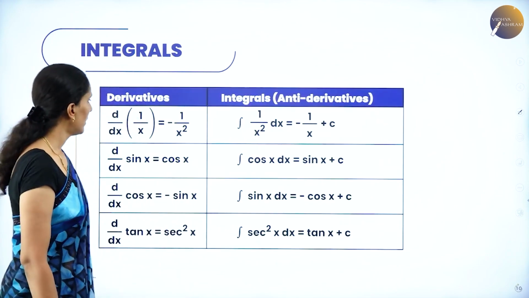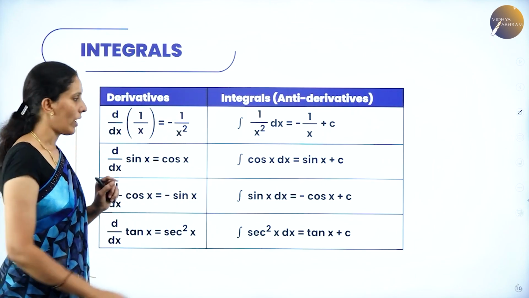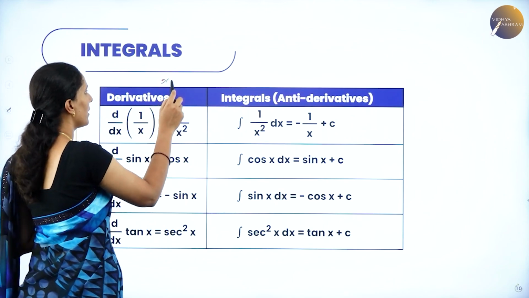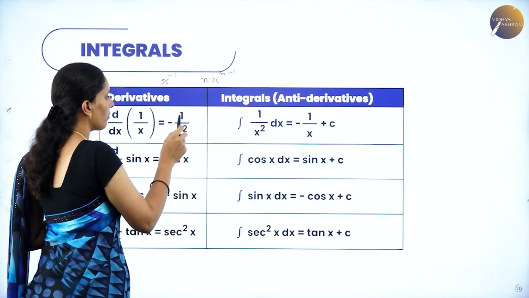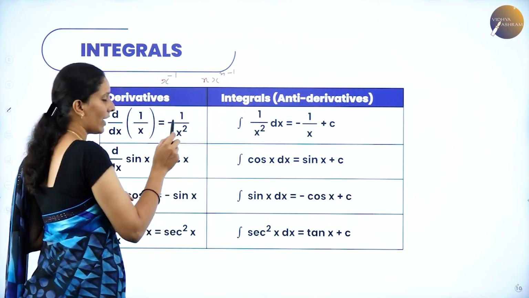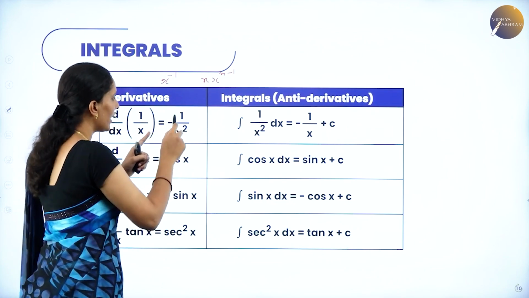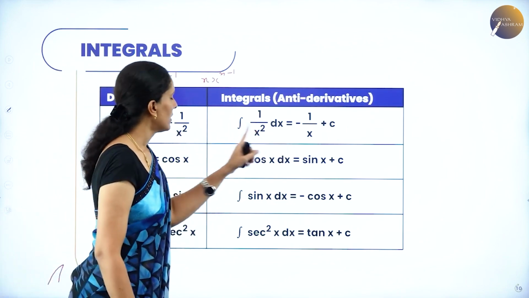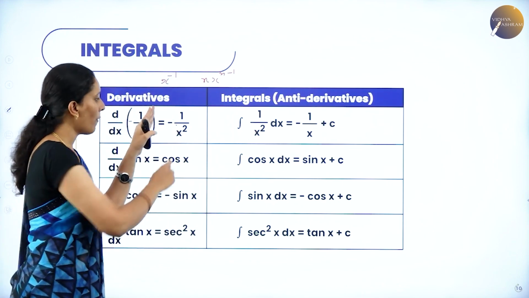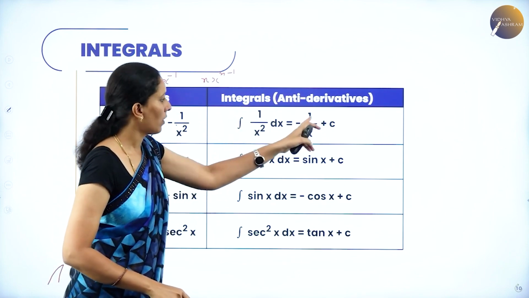And next, the derivative of 1 by x becomes minus 1 by x square, because for x to the power minus 1, it is n into x to the power n minus 1, which becomes x to the power minus 2, and hence we put it in the denominator. That is why the integration of 1 by x square is minus 1 by x. So, the sign interchanges when you have minus in terms of the derivative, and in the case of the integral it goes to the antiderivative.